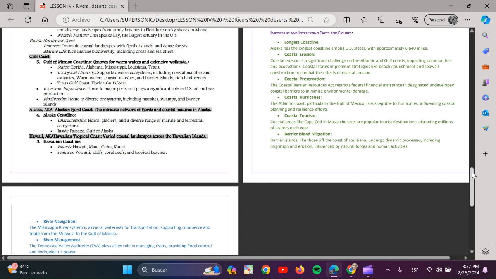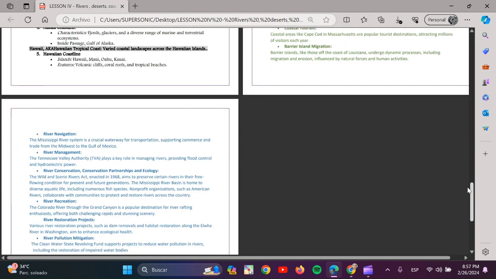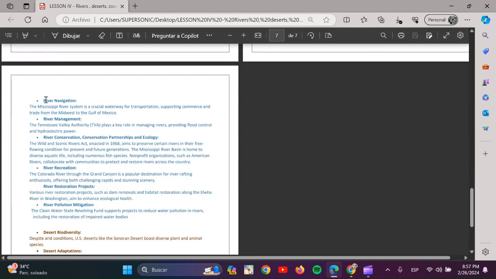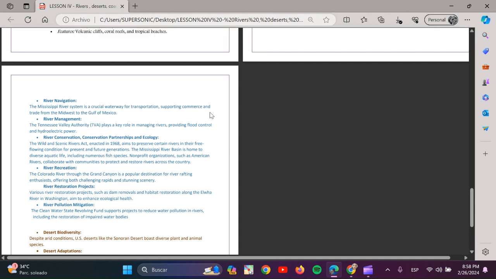Another interesting fact about rivers: navigation. This is very important worldwide for transportation, supporting commerce and trade from the Midwest to the Gulf of Mexico. For management, the Tennessee Valley Authority (TVA) plays a key role in managing rivers, providing flood control and hydroelectric power.